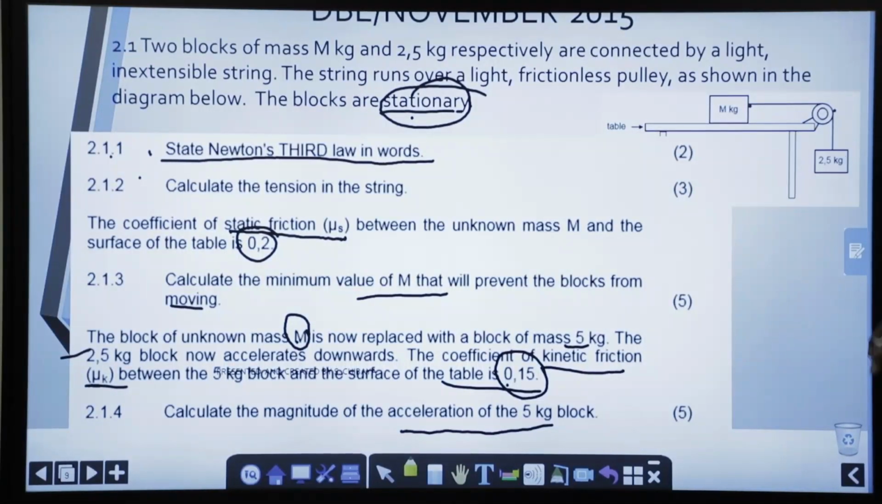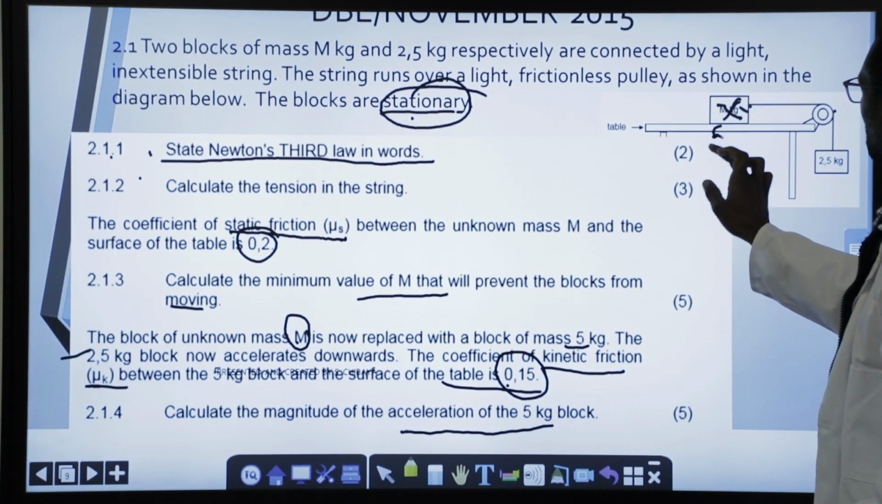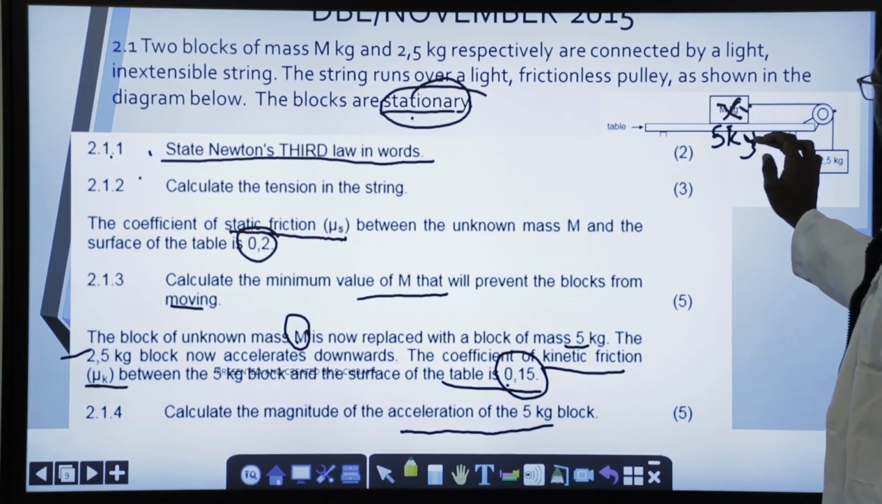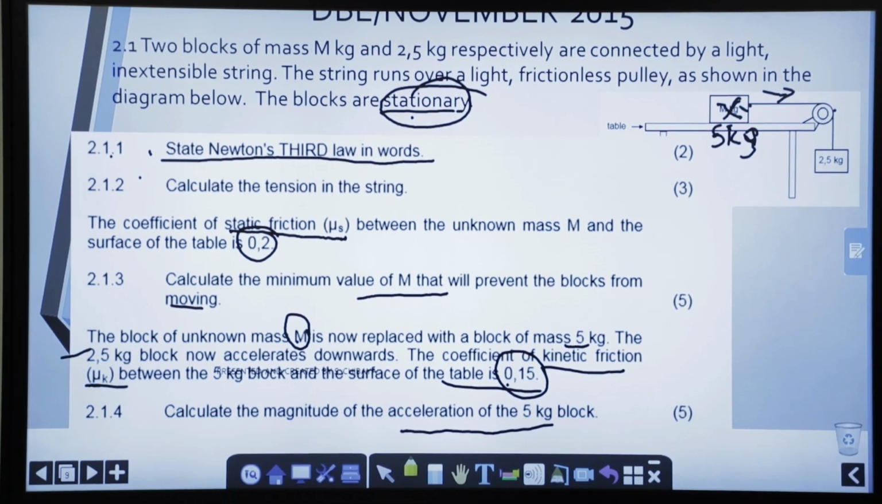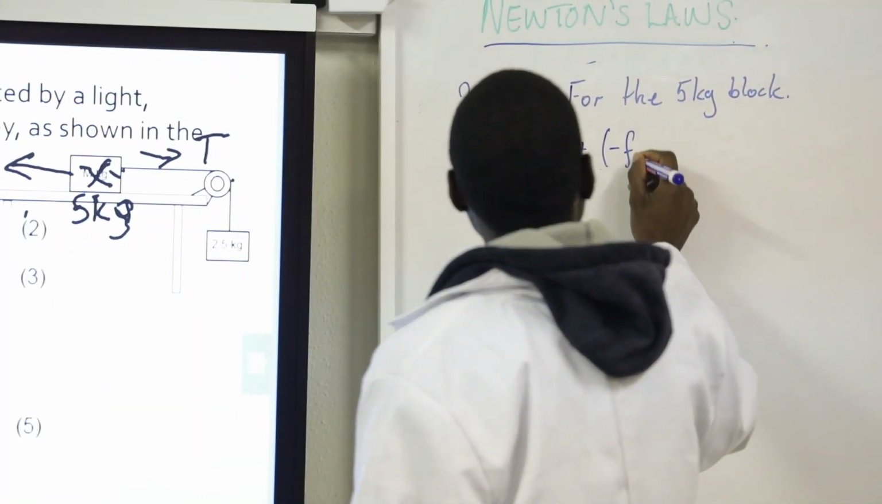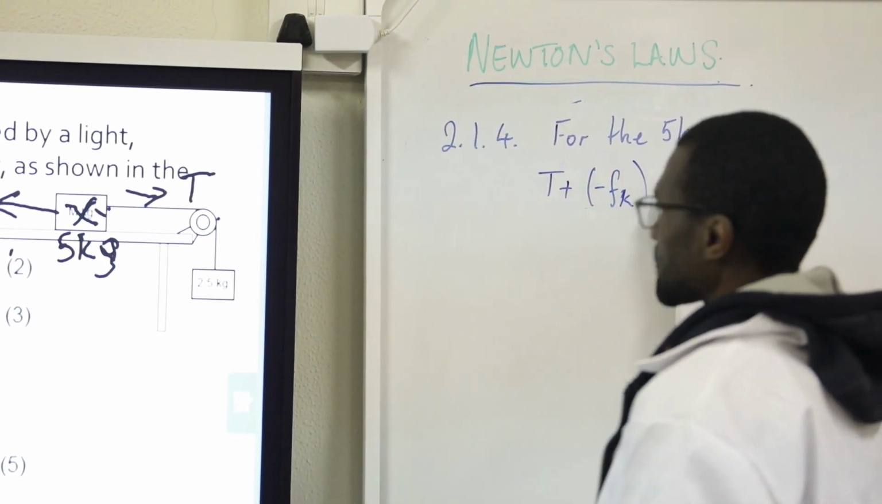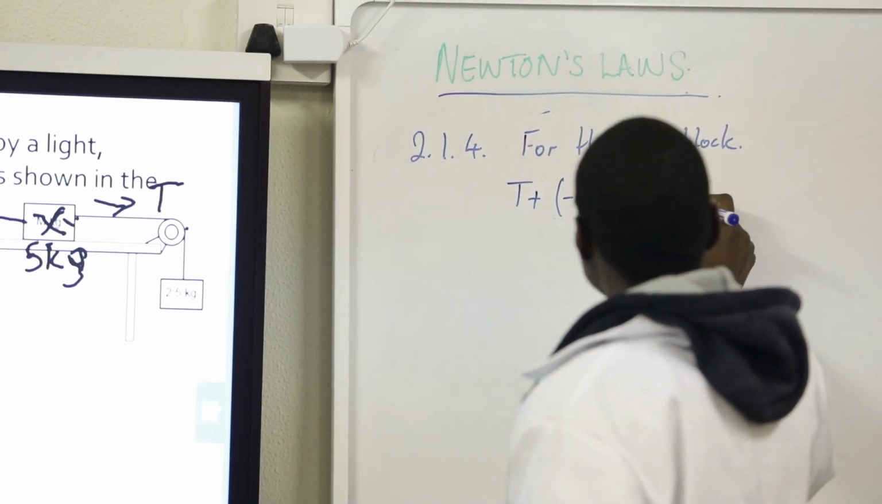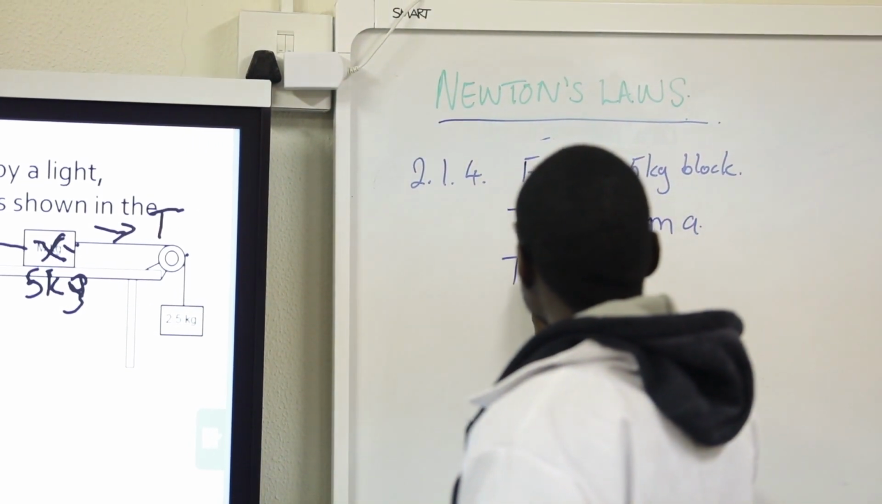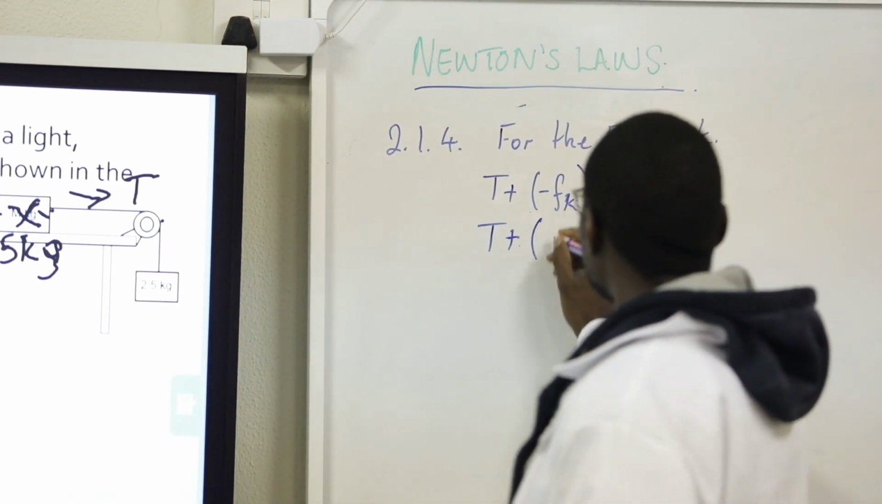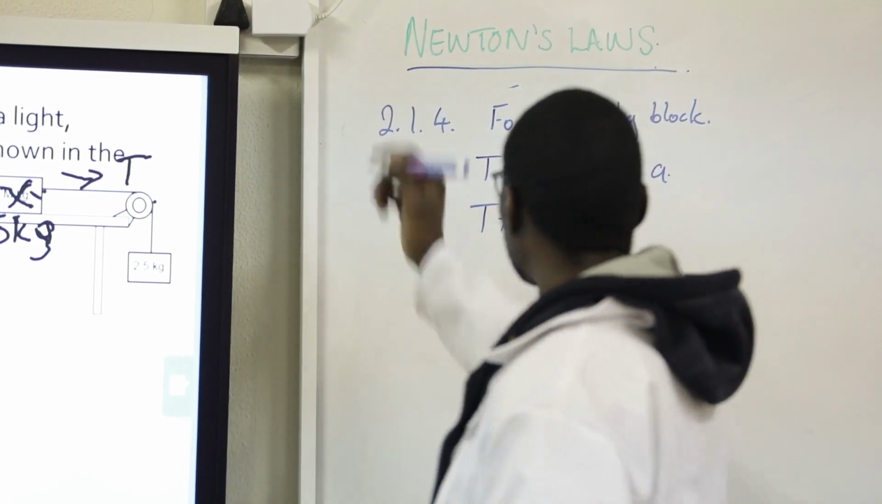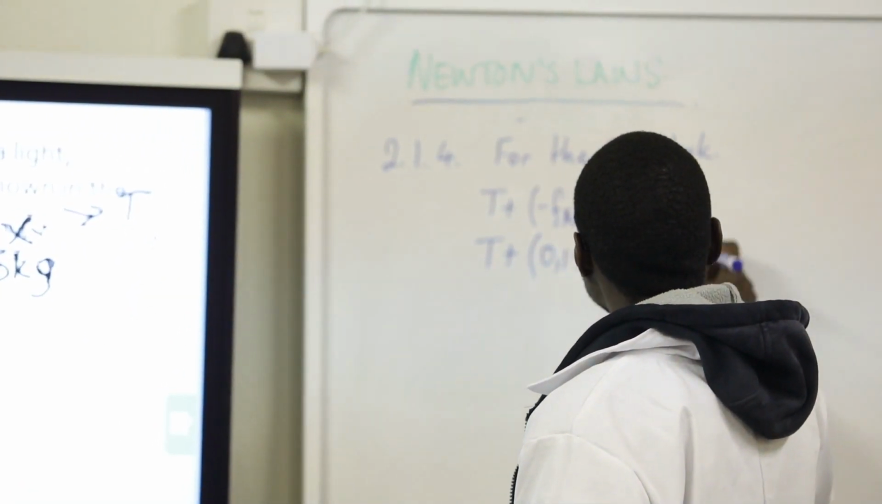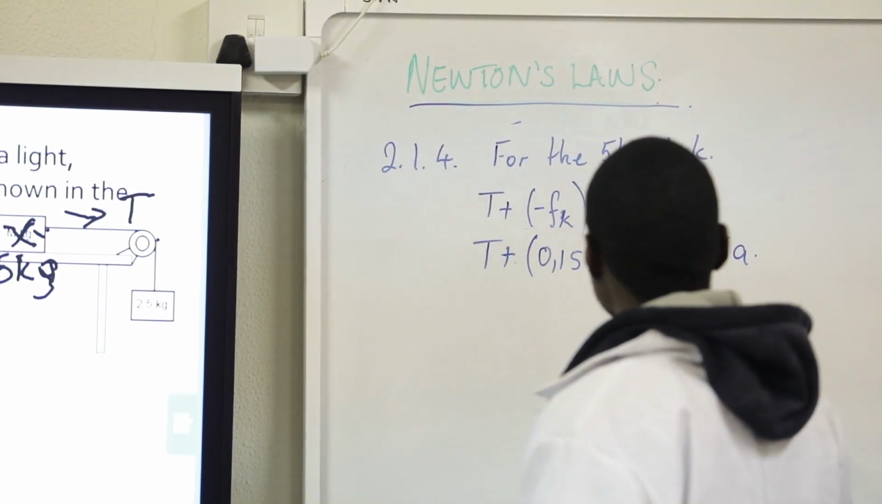The object is going to accelerate. So this has been replaced by a 5 kg block. And our acceleration is in that direction, right? So which means the tension is going to be greater than the friction, all right? So we would say then tension minus, or vector sum, plus frictional kinetic is going to be equal to mass times acceleration. We don't know the value of the tension at this point, but what we can calculate is kinetic friction, 0.15 times the normal force, which is times 5 times 9.8 is equal to mass. New mass is 5 times acceleration.